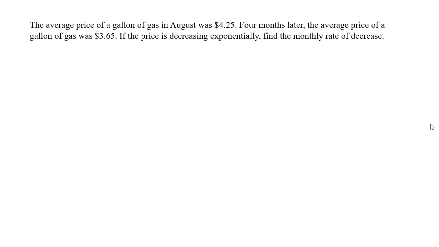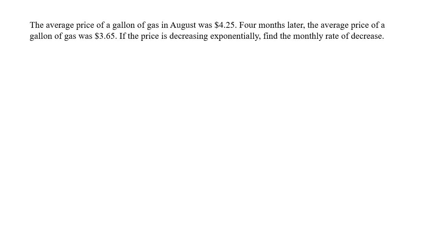The average price of a gallon of gas in August was $4.25. 4 months later, the average price of a gallon of gas was $3.65. If the price is decreasing exponentially, find the monthly rate of decrease. All right, so the key word here is exponential.